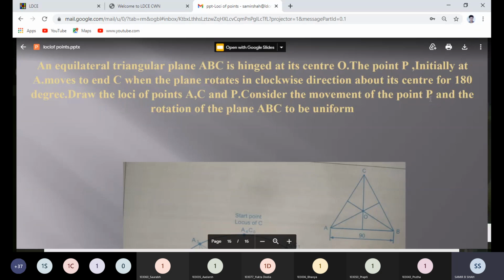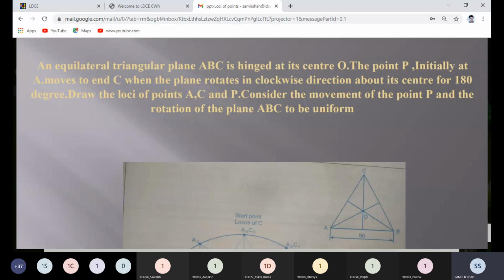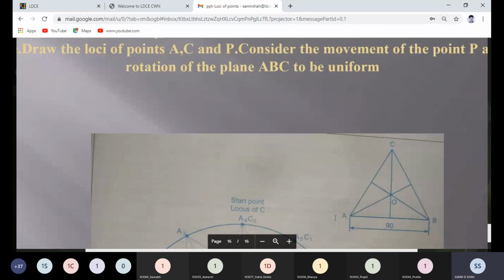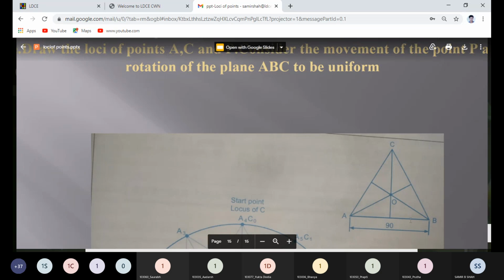Consider the movement of the point P and the rotation of the plane ABC to be uniform. How to start? As per the given data, draw one triangle. I hope you know how to draw a triangle. The dimension is 90 mm. So take one horizontal line, 90 mm. Mention A and B.